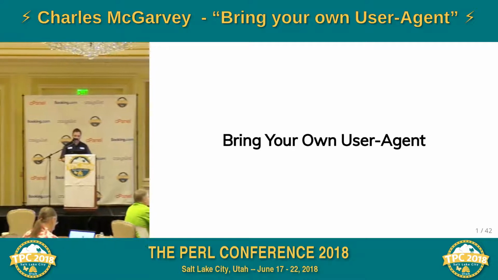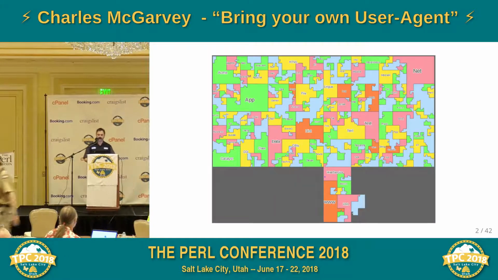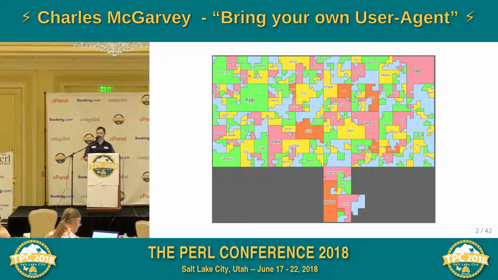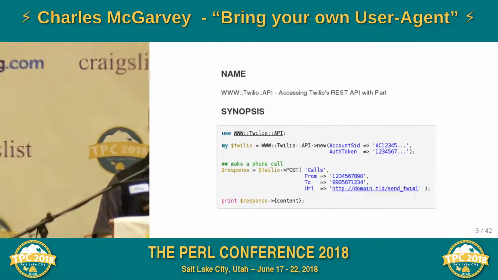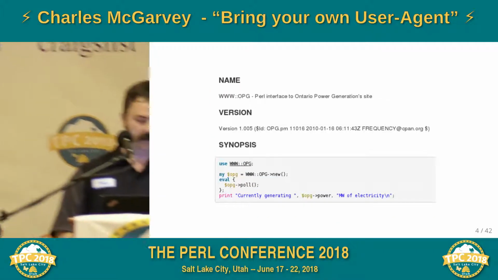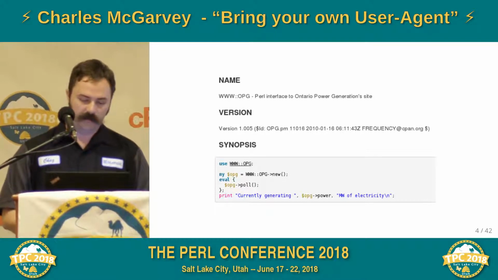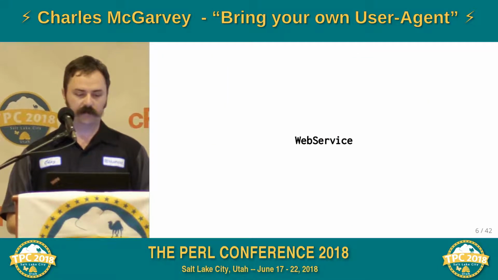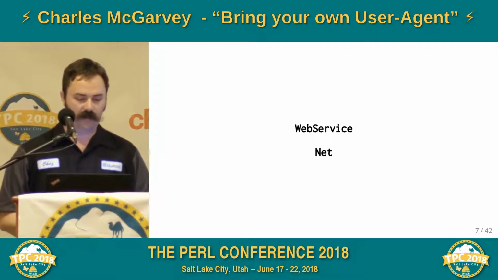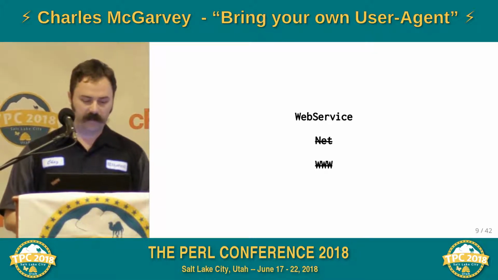All right, I want to talk about user agents for a little while. There's a whole class of modules on CPAN called web services that are Perl interfaces to web services. All kinds of things from Twilio to the Ontario Power Generation site. Random, but why not? So most of these modules congregate, or at least they should, in the WebService namespace. Some of them don't. But they really should. New modules should anyway, I think.